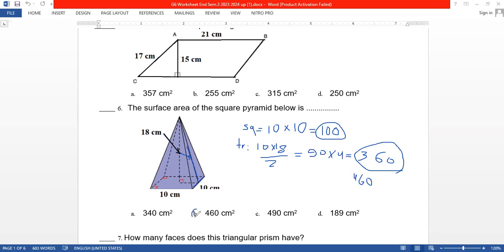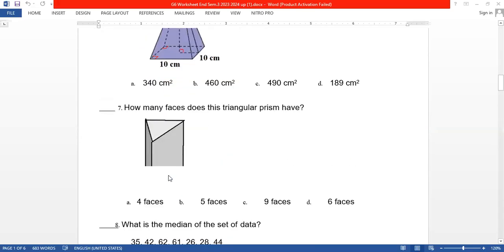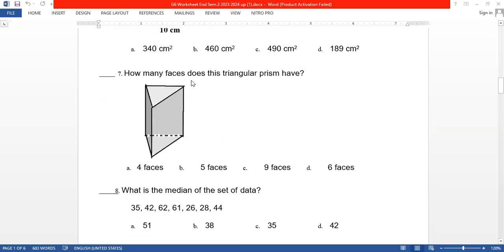So the answer is B as well. Now, next question, we go to question number 7. How many faces does this triangular prism have?